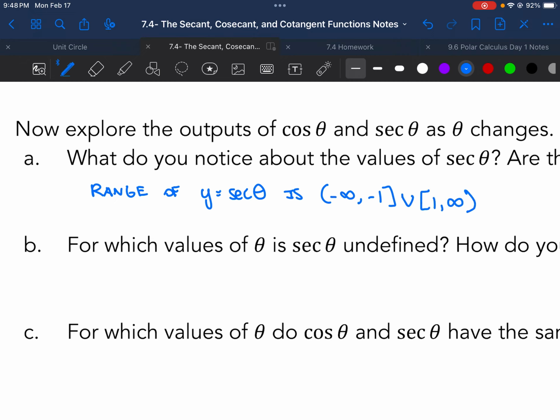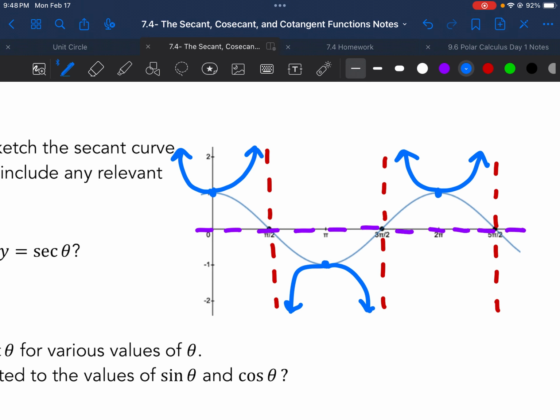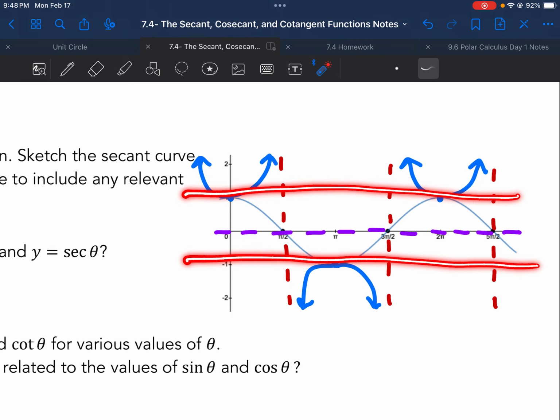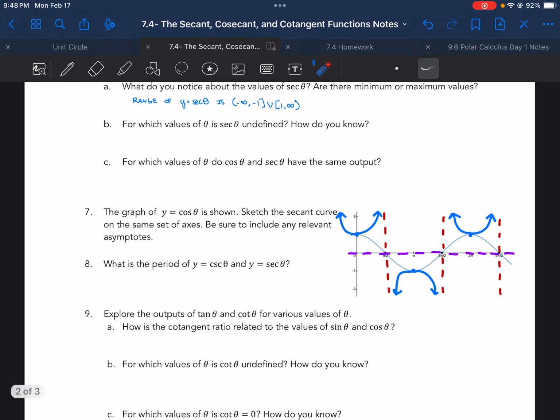Okay, same range as y equals cosecant of theta. For the same reasons, there are no max and min values. There's no maximum value because the function continues to go up forever. No minimum values because the function continues to go down forever. And just like with y equals cosecant of theta, we don't have any output values between -1 and 1 because that's where the output values of the reciprocal cosine of theta are.